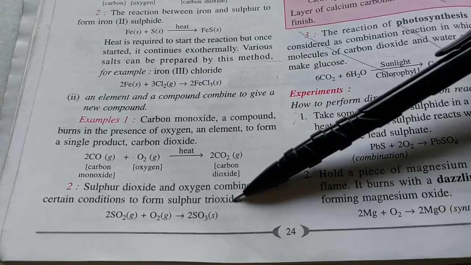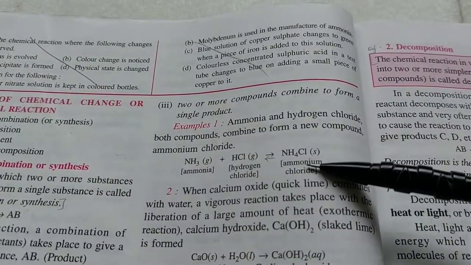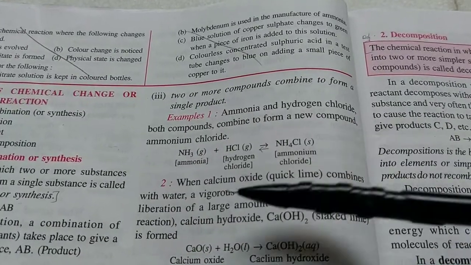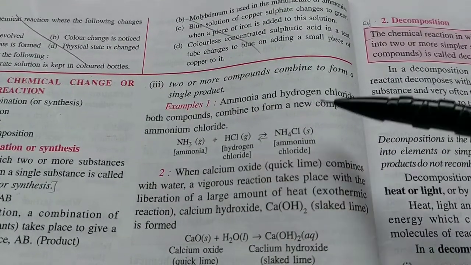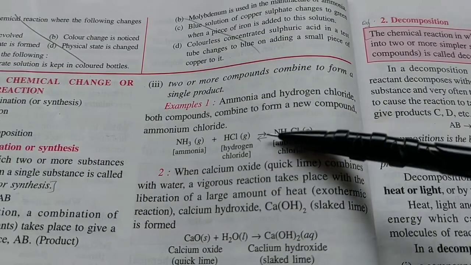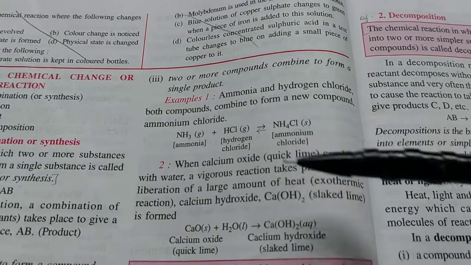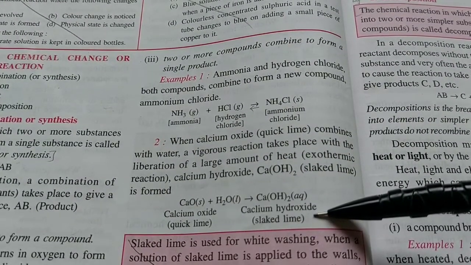Next, how about an example of two or more compounds combining to form a single product, that is a single compound? Ammonia plus HCl. So here two gases are combining to form a single solid. By the way, it's a sublimatory solid, ammonium chloride. It's a reversible reaction. Also, notice how quicklime, when added to water, gives you slaked lime.